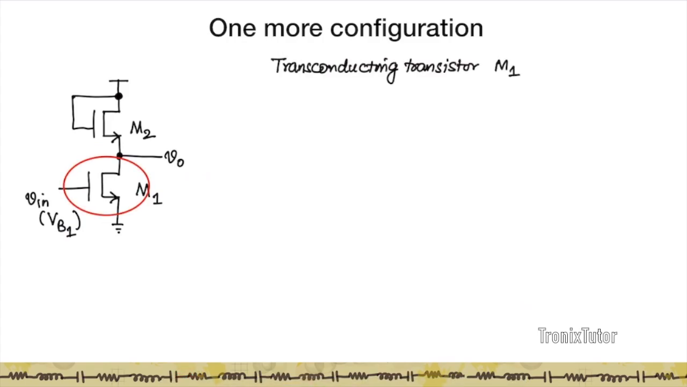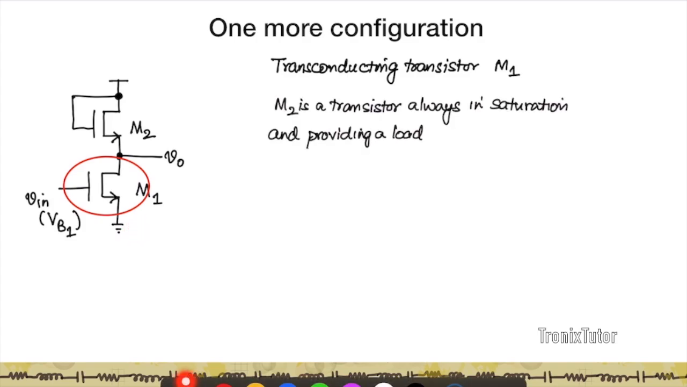Again here, M1 is the transconducting transistor. Why do I say that? M1 is connected in a common source configuration where the input is applied between the gate and source. The output is pulled between the drain and source. So again here, if I want to estimate the small signal gain, it's going to be GM1 times the net resistance at the output. If I look at the output resistance of this circuit, I'm going to have the resistance of M1, which is RO1, in parallel with the resistance provided by M2.